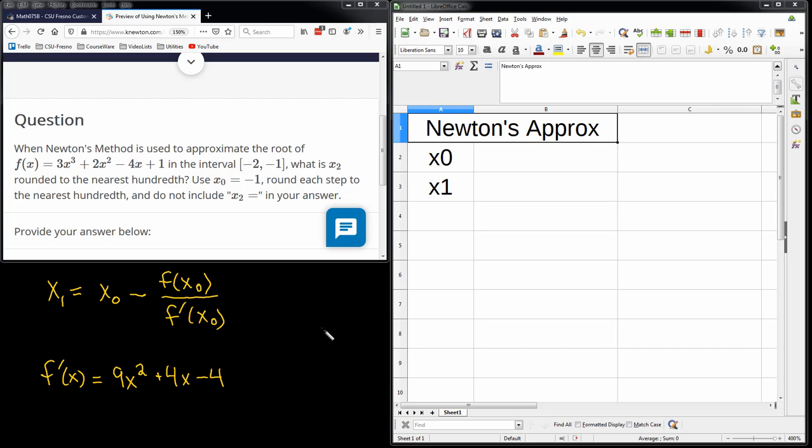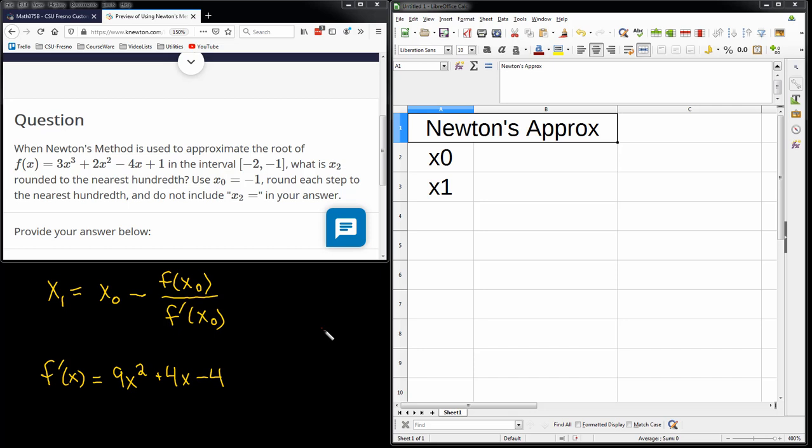This video is about Newton's method for approximating the roots, or the x-intercepts, of a function. In particular, this video is showing you how you can use a spreadsheet to really easily perform the Newton's method algorithm.